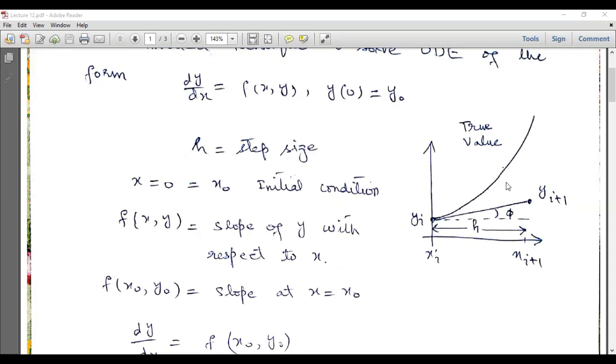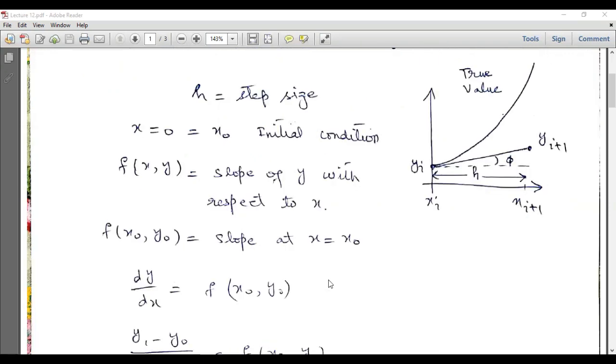And if we specify the step size to be high, then we will get the solution in the form of this straight line. So the step size should be as small as possible, then we will have such a curved solution of the differential equation. So let's discuss all these things in detail.